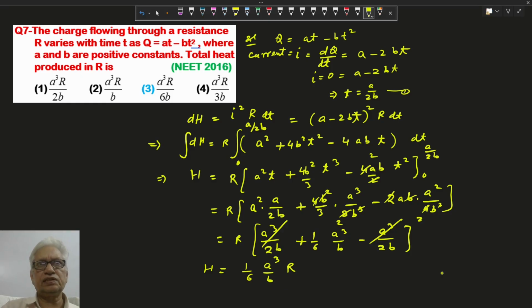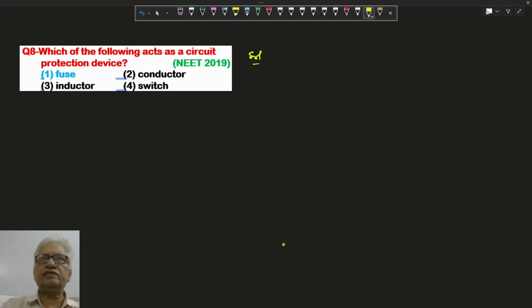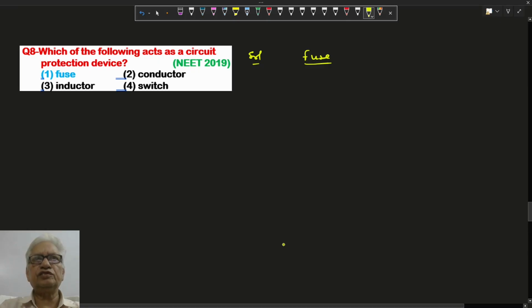So the option here is the protective device, the fuse. If the current is more than the rated value, the fuse will melt out and the circuit is broken.